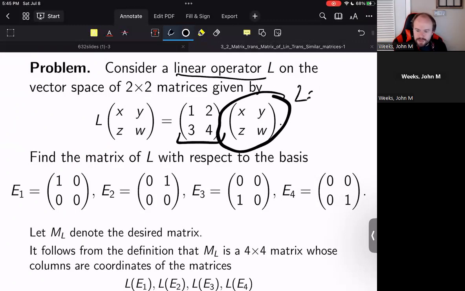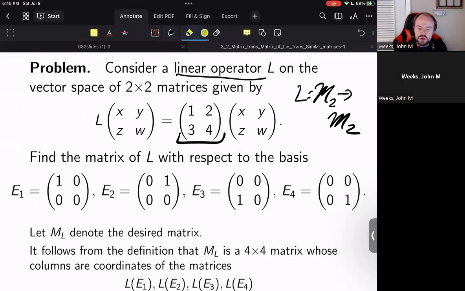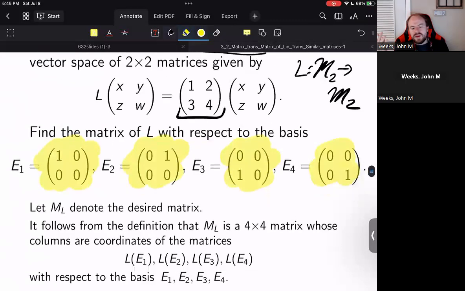So L is going from M2 to M2. All right, so let's see if we can find the matrix of L with respect to the standard basis in terms of E1, E2, E3, and E4. Okay, so we know what this linear operator is, or what it's defined to be. Let's see if we can figure out what the desired matrix is when we try and create the matrix of L.